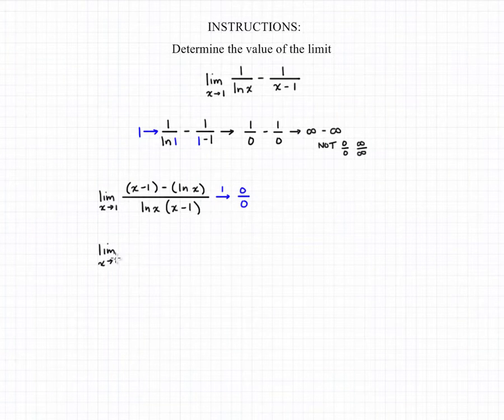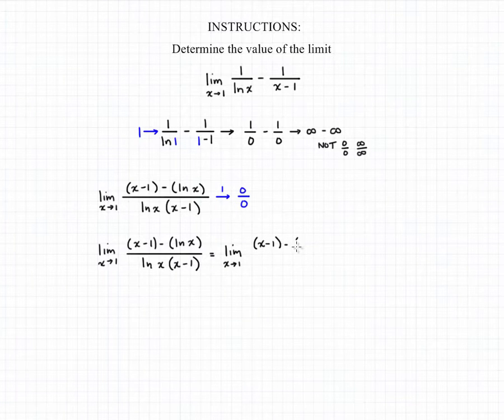So L'Hopital's rule states that if you have a limit that ends up giving you one of those two specific indeterminate forms, then there is an equivalent limit that you can get by taking the derivative of the numerator of your fraction and placing it over the derivative of the denominator of your fraction. So we're going to take the derivative of x minus 1 minus the natural log of x and place that over the derivative of the natural log of x times the quantity x minus 1.